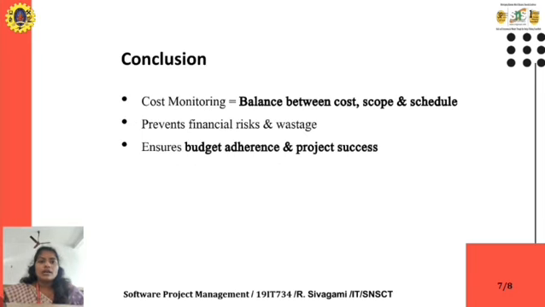The conclusion for this topic: cost monitoring is the balance between cost, scope and schedule. Cost monitoring is the actual plan minus the current cost. It prevents financial risk and wastage. And it ensures the budget and project success.